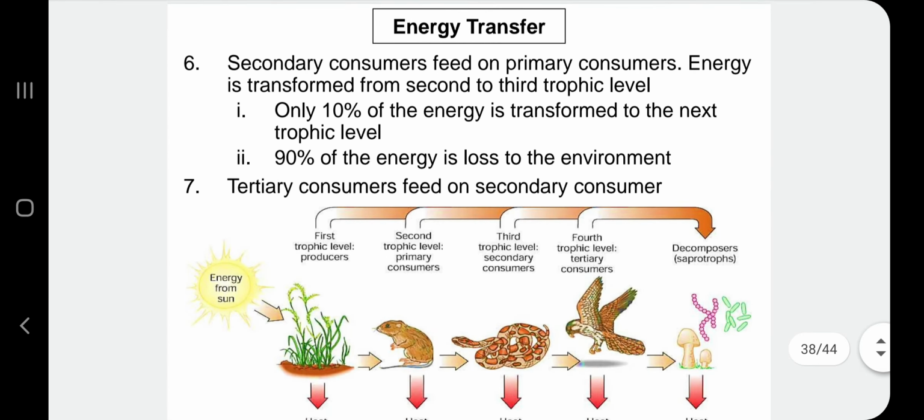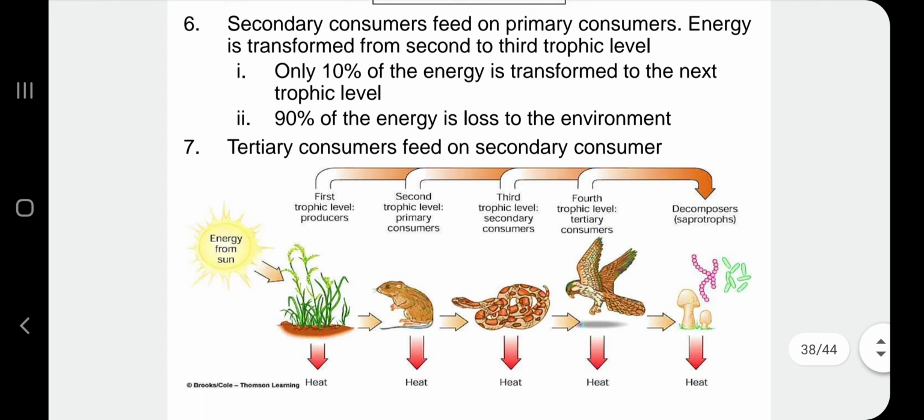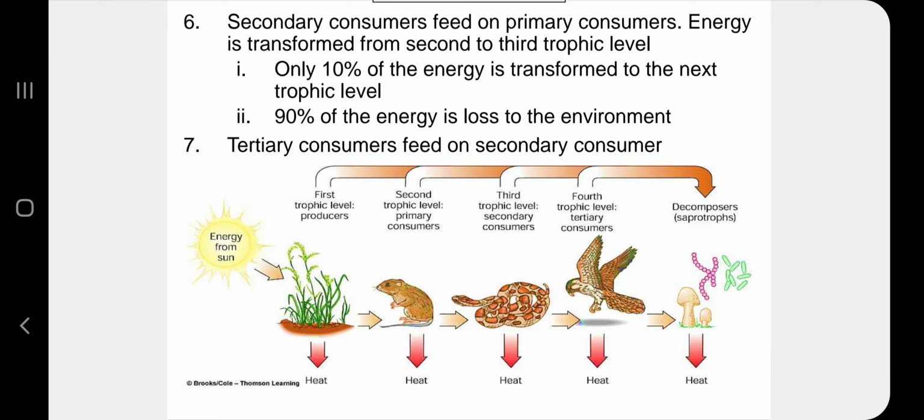Okay, and then the secondary consumer will feed on the primary consumer. Energy is transferred from the second to the third trophic level. And as usual, only 10% of the energy is transferred from this trophic level to the next trophic level, while 90% of the energy is lost to the environment. And then it goes on, from the first trophic level to the second trophic level to the third trophic level, and then the third trophic level to the fourth trophic level. So each gets 10%. Okay, so 90% will be lost as heat to the surrounding or to the environment.